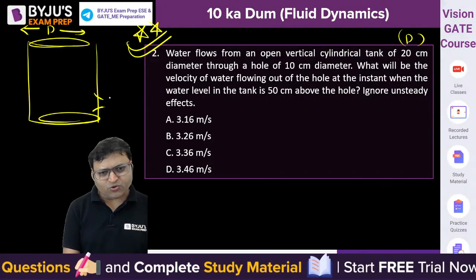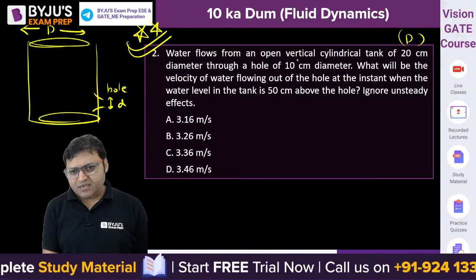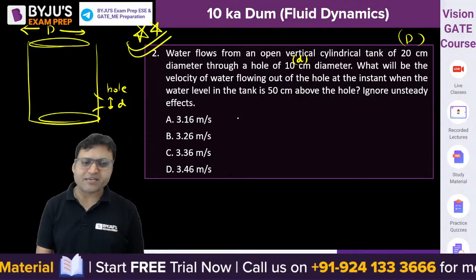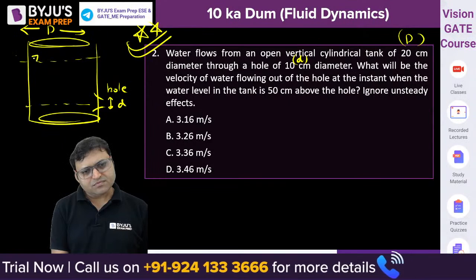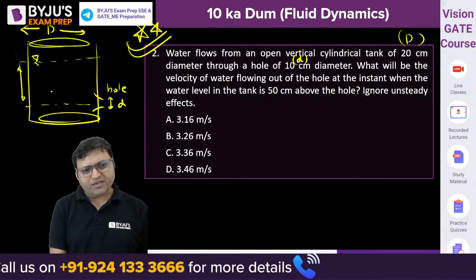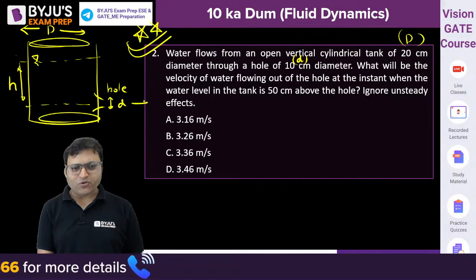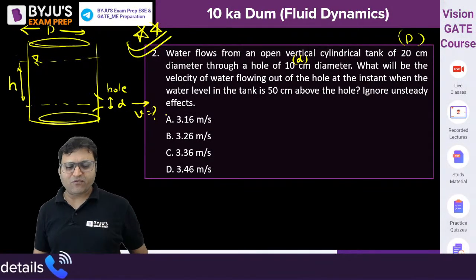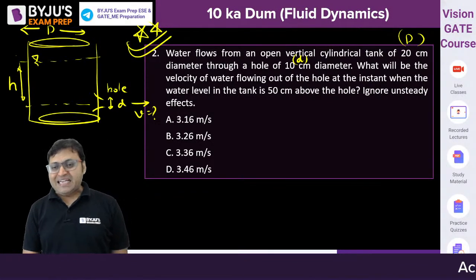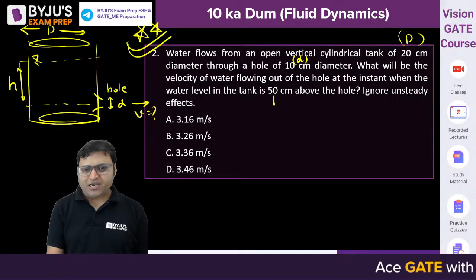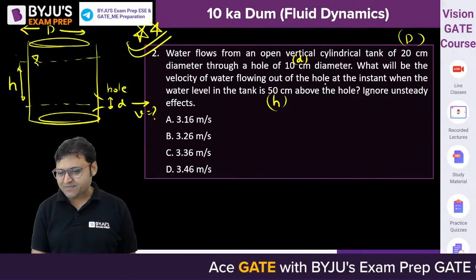Here there is, let us say, a hole, and the diameter of the hole is, let us say, 10 centimeter. Small d is 10 centimeter. And the height of water, let me call it h. What is the velocity of the water flowing out of the hole at the instant when the water level in the tank is 50 centimeter, H is 50 centimeter above the hole? Ignore the unsteady effects. What is the answer?